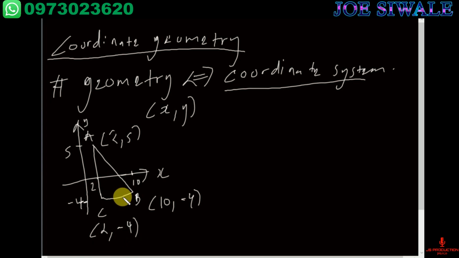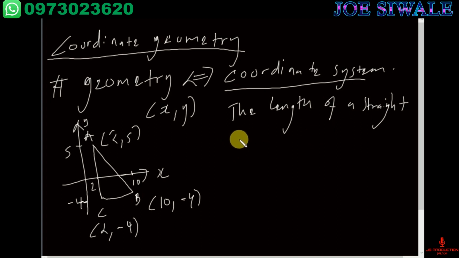So these are the coordinates of these points, and this takes us to our first subtopic, which is calculating the length of a straight line between 2 points.